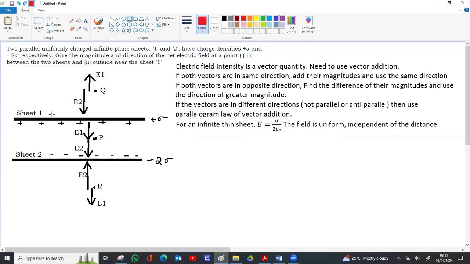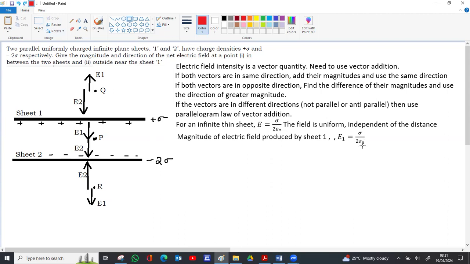Even at infinity or close-by points, the electric field intensity for an infinite thin sheet remains the same, sigma by 2 epsilon, so there is no dependence on the distance. No increase, no decrease with respect to distance. Now for sheet 1, the charge density is just sigma, so the formula will be sigma by 2 epsilon 0.